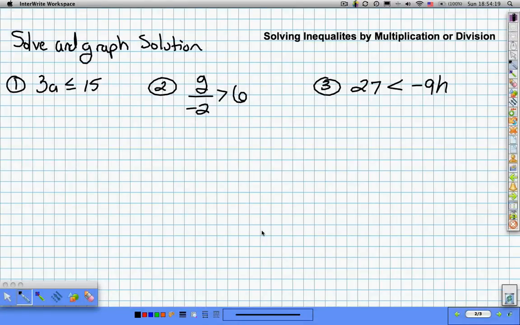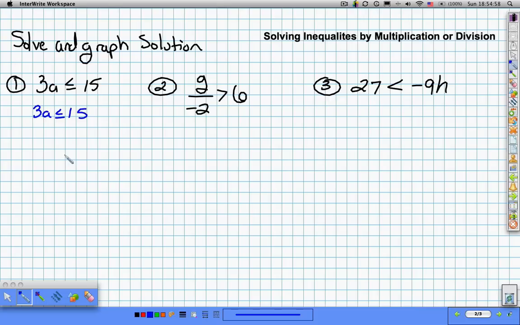In this video, I'm going to demonstrate how we can solve inequalities by using multiplication and division. As in the previous video where we solved inequalities by using addition or subtraction, these will both be single-step equations. The only difference, though, is we have to remember if we multiply or divide by a negative number, we have to flip the sign.